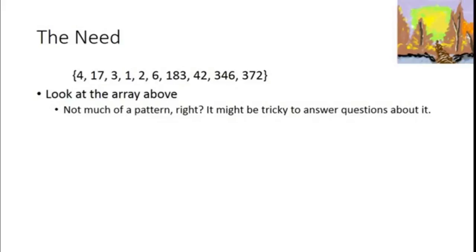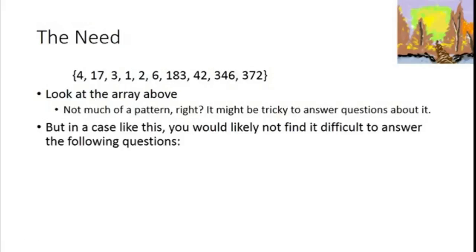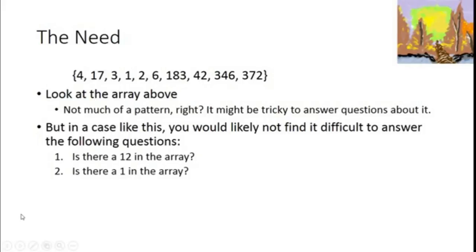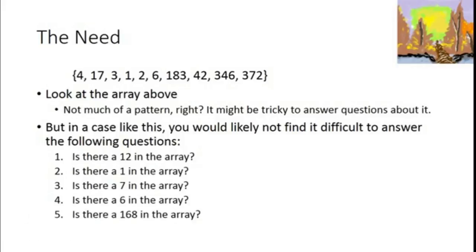Alright, so let's talk about why we even have these things, the need of it. Let's say we just had this array, the array being denoted by the curly brackets. Looking at this array, we're going to ask a few questions about it. For instance, is there a 12 in that array? Is there a 1? How about a 7? Or is there a 6? Or how about a 168?